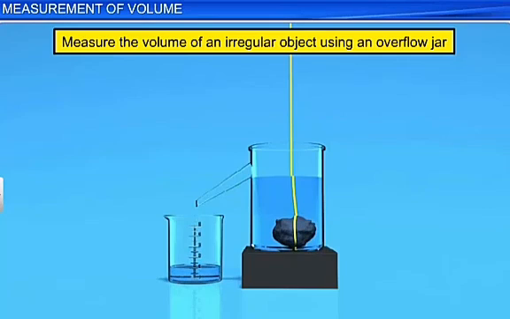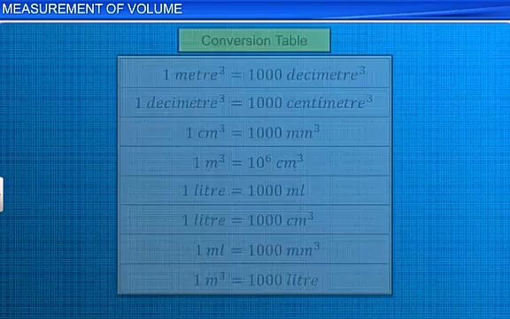The irregular object displaces some water from the overflow jar into the measuring cylinder through the spout. The volume of the water displaced is the volume of the irregular object. This method is called displacement method. If the solid is soluble in water, then use a liquid in which the solid is insoluble. Here is a conversion table for the units of volume.